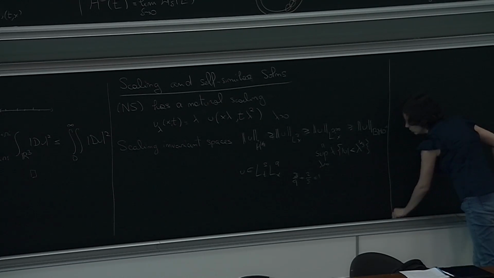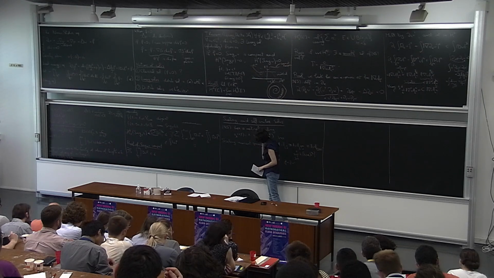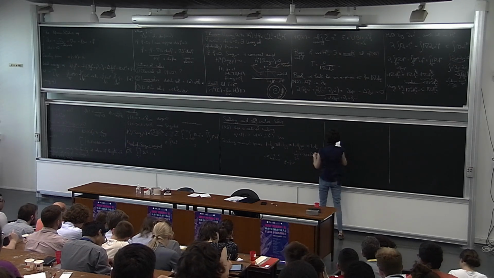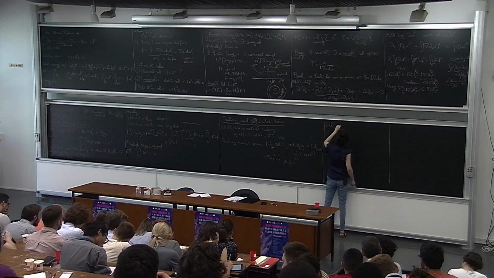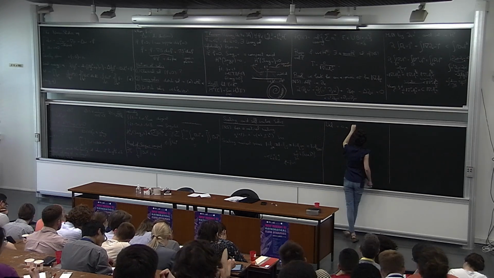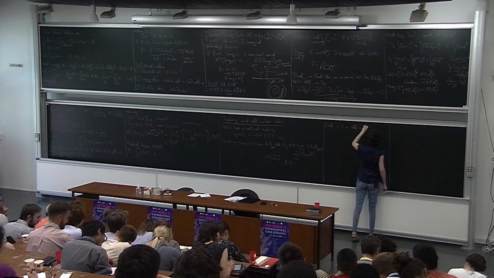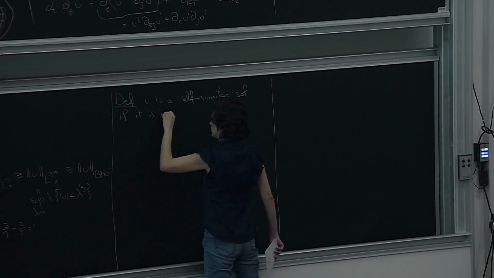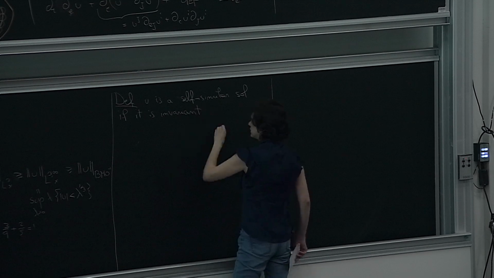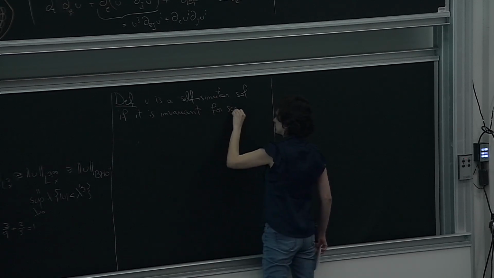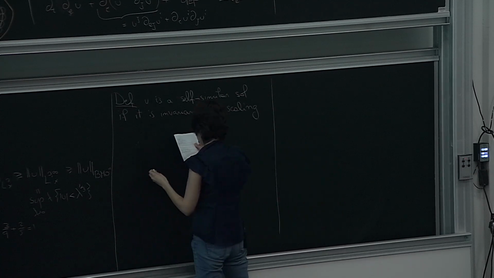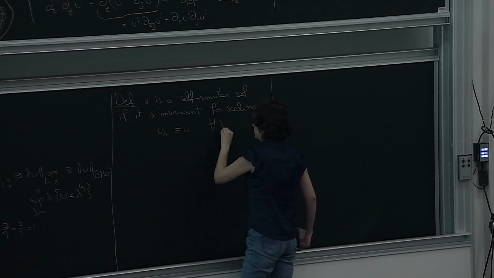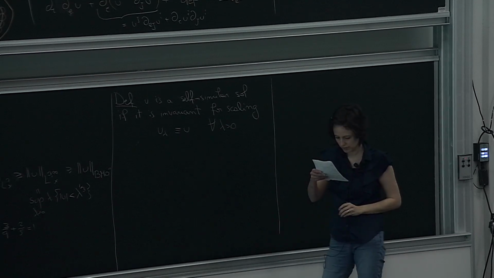Another thing that one can do once one understands scaling is to consider self-similar solutions. Self-similar solutions are, by definition: U is a self-similar solution if it is invariant under the scaling, which means that U lambda is identically equal to U for every lambda greater than 0.